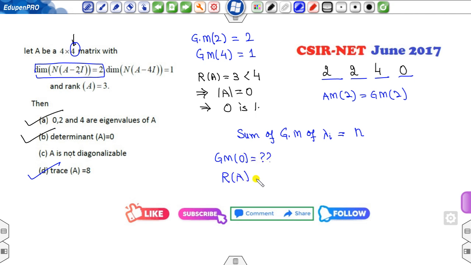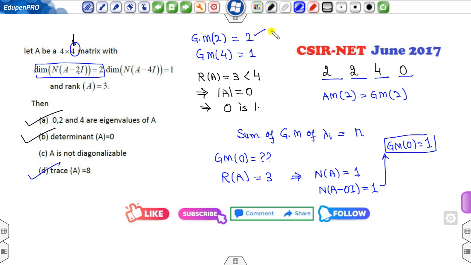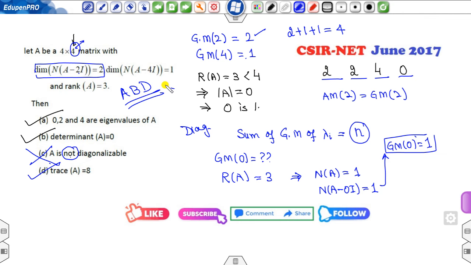Now rank of the A is my 3. That means nullity of the A is my 1. That means geometric multiplicity of the 0 is my 1. Now geometric multiplicity is 2, 1, 1, which is 4, which is the same as the number of the column vectors. Yes, this is diagonalizable, but he said not diagonalizable. This option is cancelled. A, B, and D are the right answers.